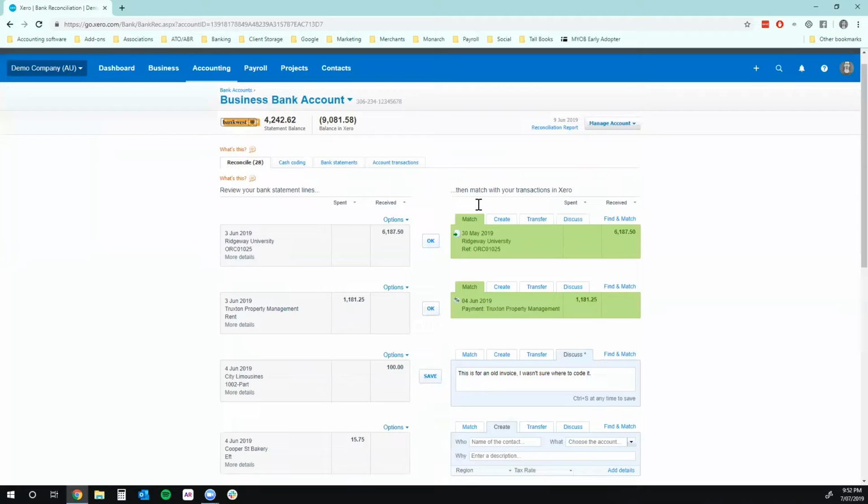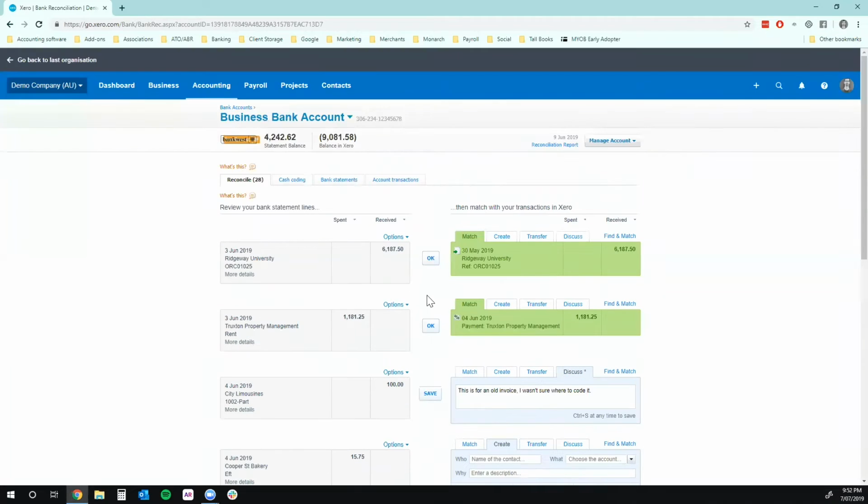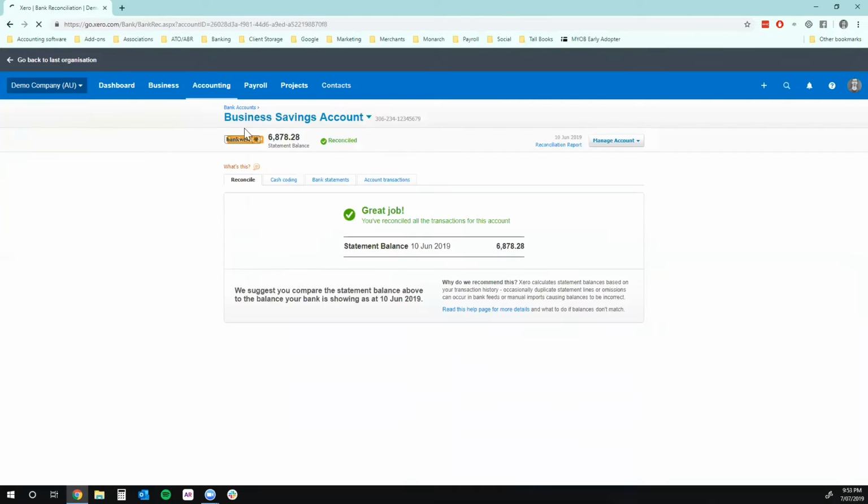So all I want to check here is that there's nothing from the January to March period left, which there isn't. Check the savings account as well. And everything from January to March has been coded. So that's the first step with reconciling bank or credit cards. The second step is running your reconciliation report.